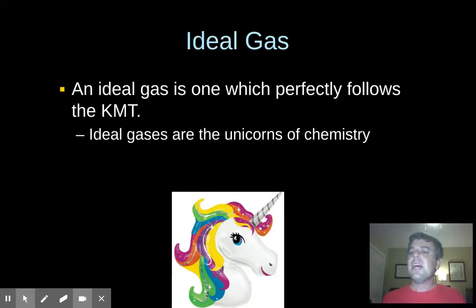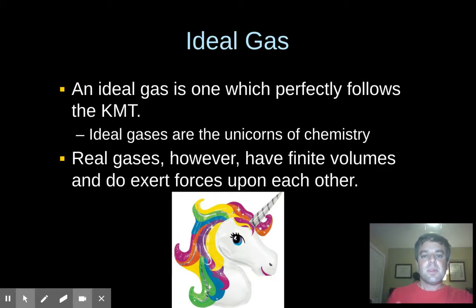We assume that they have no forces of attraction or repulsion. If that was true, then no matter how cold the temperature got, a gas would never condense into a liquid because the particles would never stick together. And we know that that does happen. Now, for things like hydrogen and helium, which have very, very weak intermolecular forces, you have to get them really close to absolute 0. But water vapor, that condenses at 373 and freezes at 273.